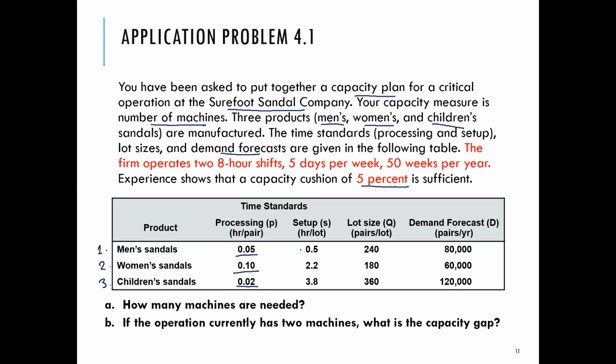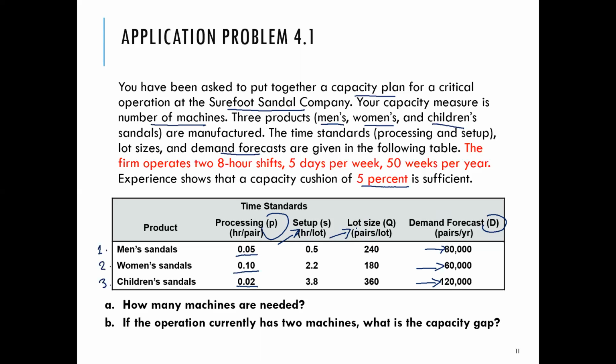What we are also given is setup time, lot size, and demand. Now, demand for men's sandals is 80,000 pairs per year. So basically, we have to make 80,000 pairs of men's sandals. Demand for women's sandals is 60,000. Demand for children's sandals is 120,000. Now, this is the processing time, P, and demand is similar to the example that we just did. The difference in this one is the setup time and the lot size.